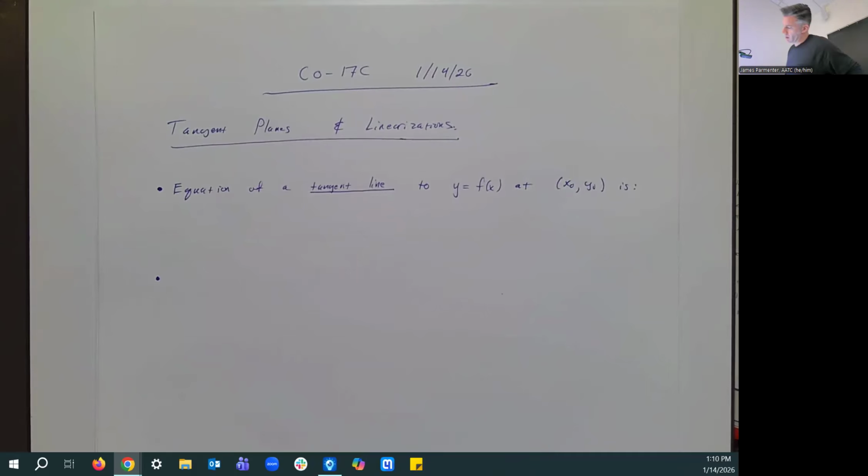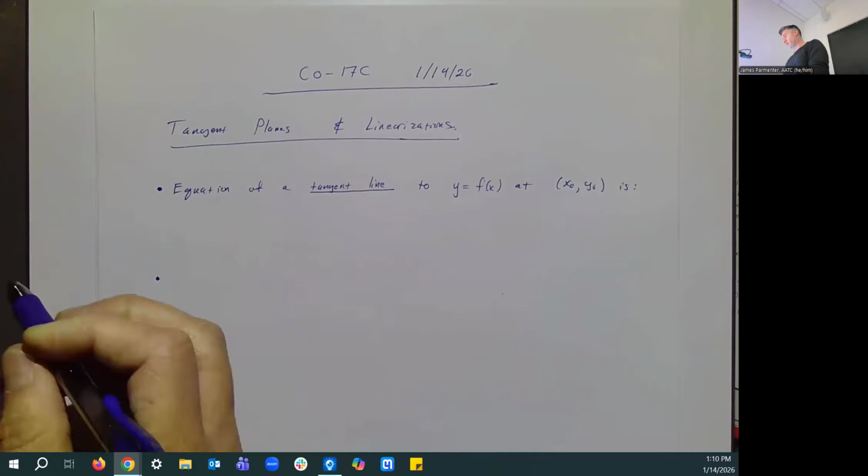All right, it's finally time to talk about some tangent planes and linearizations, but we're first going to start talking about the tangent lines because really they're essentially the same. Just the tangent plane kind of has an extra little piece that's going to be very natural to think of once we talk about it.